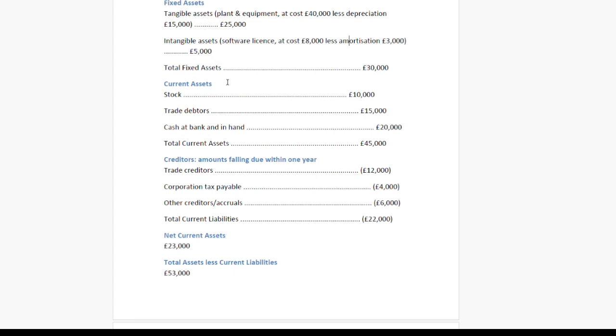Next area is current assets. So again, assets, so it's things that you own. So the first one we've got on here is stock.